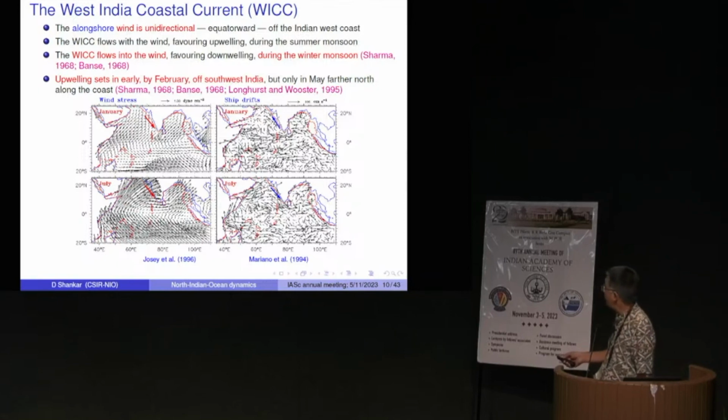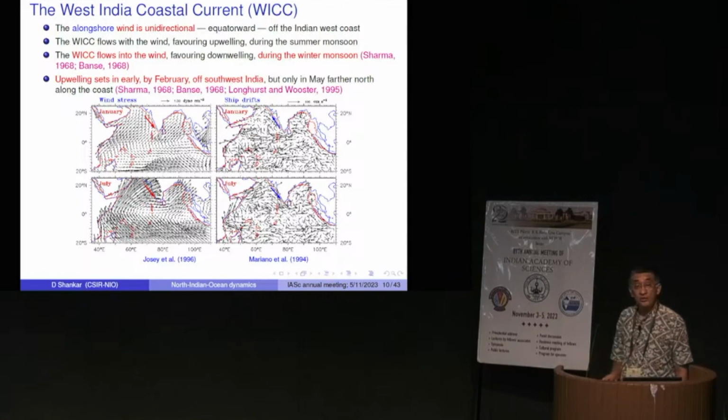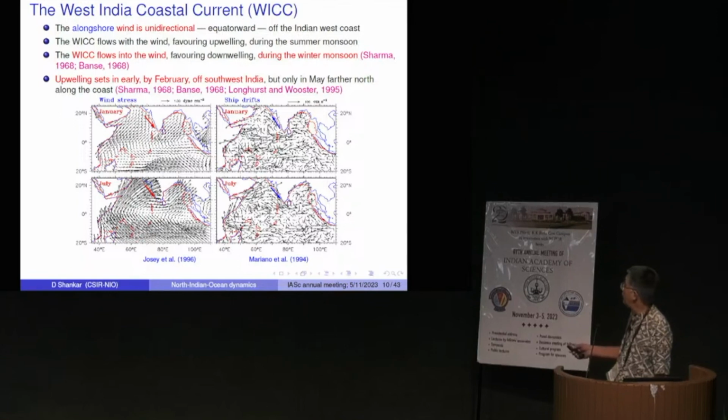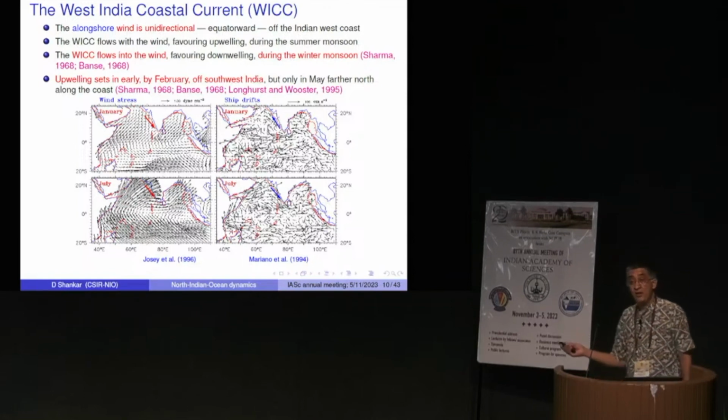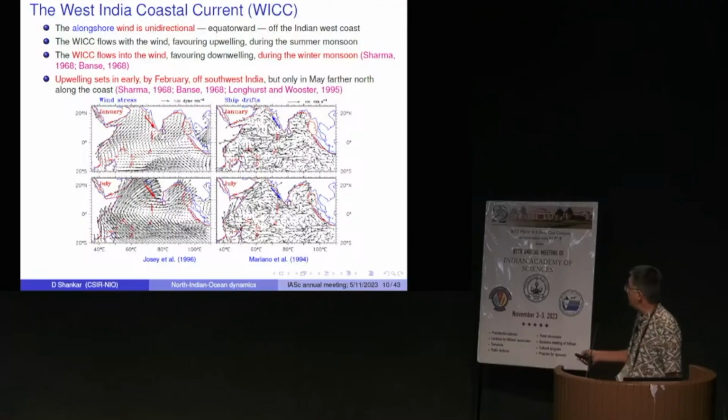Off the west coast of India, the wind is mostly directed normal to the coast. So if you look at the component along the coast, it is equatorward throughout the year. The West India Coastal Current, or WICC, flows with the wind, favoring upwelling during July, during the summer monsoon, but during the winter monsoon it flows into the wind. So this is something we would like to explain. Why do you have the current flowing into the wind? It's easier to understand why the current flows with the wind. That's the normal expectation.